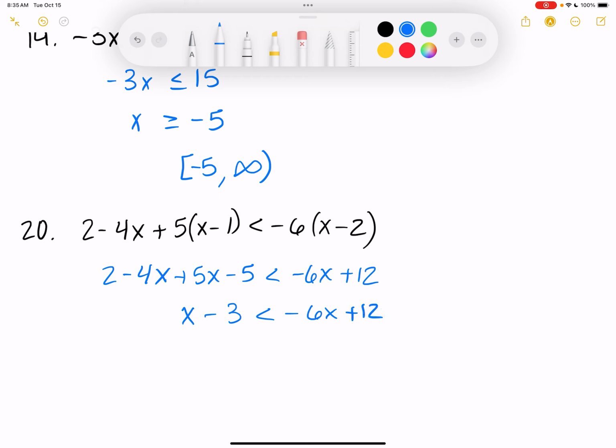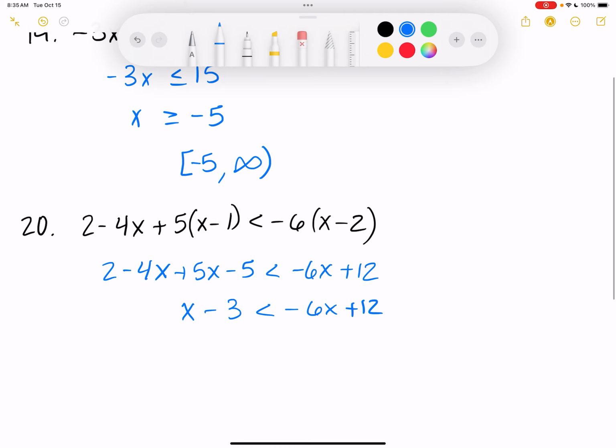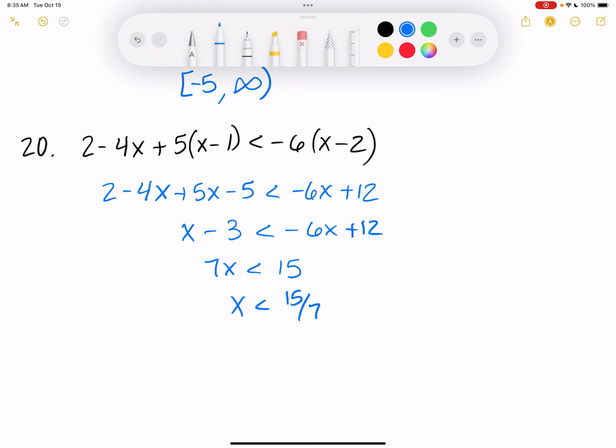I'm going to move variables to the left, numbers to the right. So 7x is less than 15. So then x is less than 15 over 7. When I write my answer in interval notation, this is just less than, so I'm using parentheses. If x is less than that, then that means anywhere from negative infinity up to 15 over 7, but we're not including it because it's not or equal to, so it's a parenthesis on both ends this time.